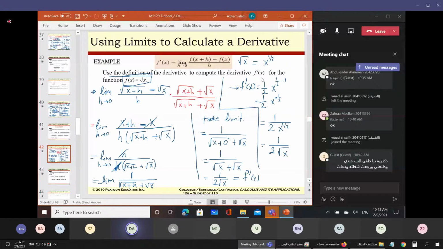This is how to use the rules to find the derivative of the square root. And this is how to use the definition. Of course, this could be easier if you know how to rewrite the function and use the power rule. Okay? You can check your answer using the definition by this rule. And this is the same answer.